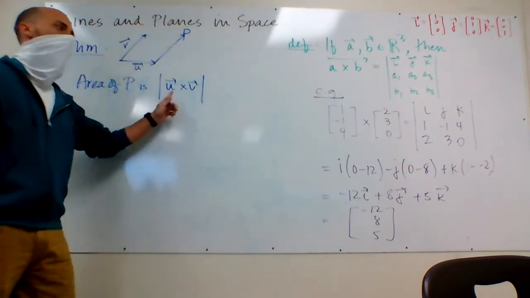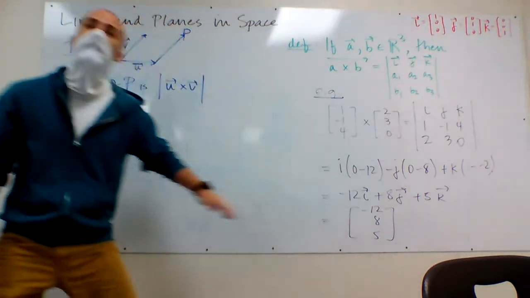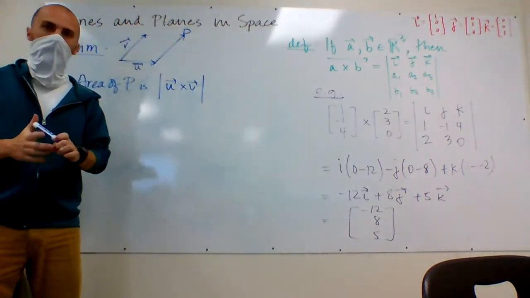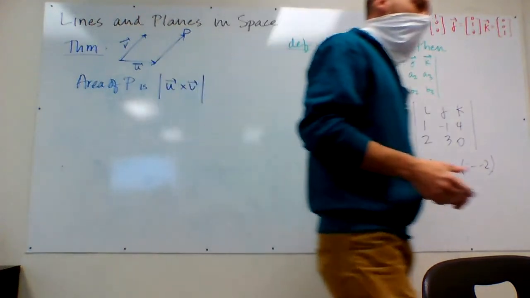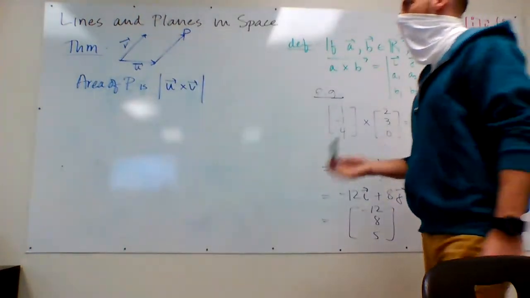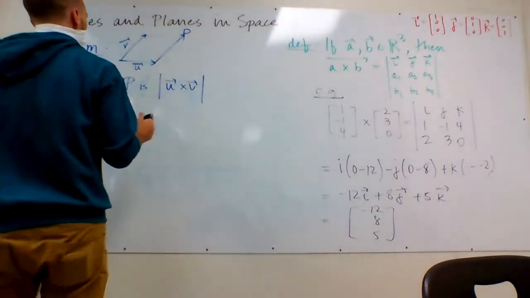Because you take the cross product of two vectors, you're going to get a vector back. And then we can take the length of that vector, okay, which I might just go ahead and remind you how you find the length of a vector, in case it had been a while or something.